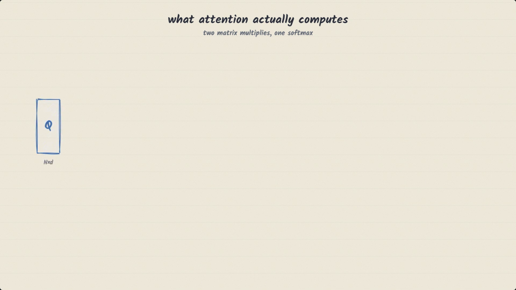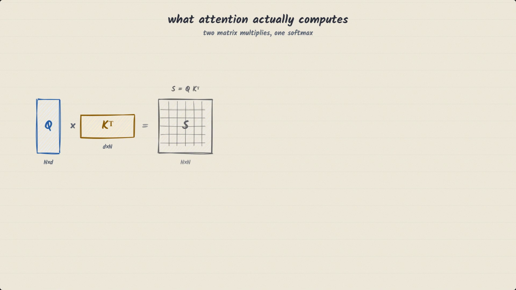Let's ground ourselves in exactly what attention computes, because every symbol here comes back. You have 3 matrices, queries, keys, and values, each n tokens tall by d dimensions wide, where d is the head dimension, usually 64 or 128. Multiply Q by K transpose, and you get the score matrix S, an n by n grid where entry ij is how strongly query i attends to key j.